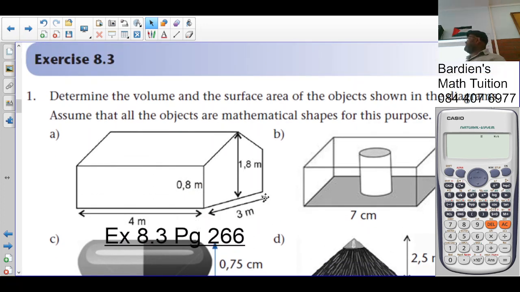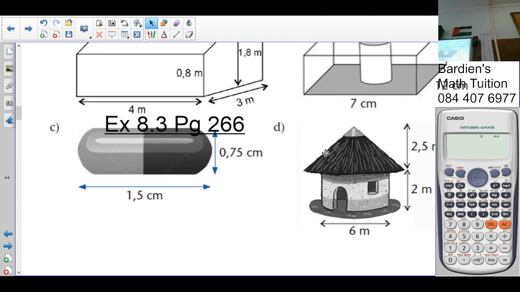It says determine the volume and the surface area of the object shown in the diagram. Assume that all the objects are mathematically shapes for this purpose. Which means to say, looking at this here, there isn't any overlap, that's what we're trying to say. Okay?